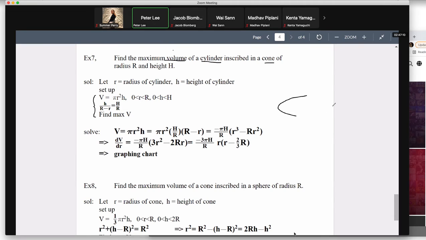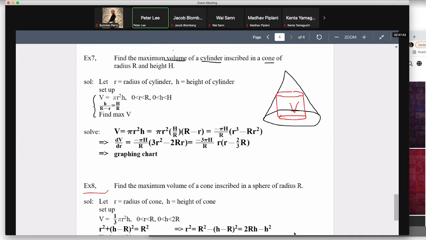So basically, you have a cone. Let me just draw the pictures. You have a cone here. And then you're inscribing a cylinder. Let me draw this in red. So we want to find the maximum volume of the cylinder. The cone is fixed, and we want to find the cylinder's maximum volume.